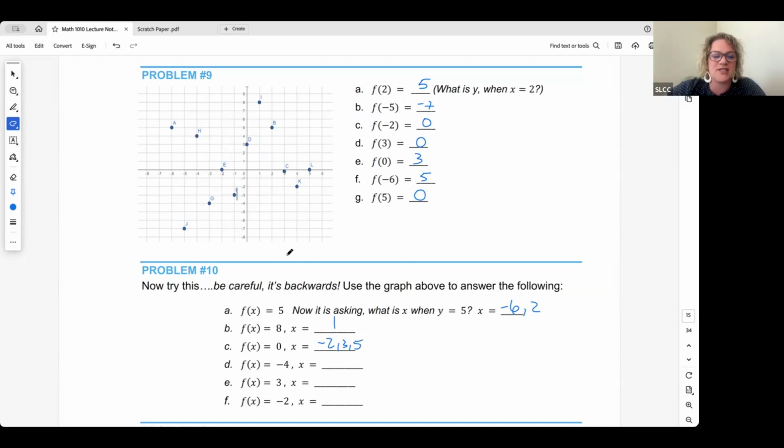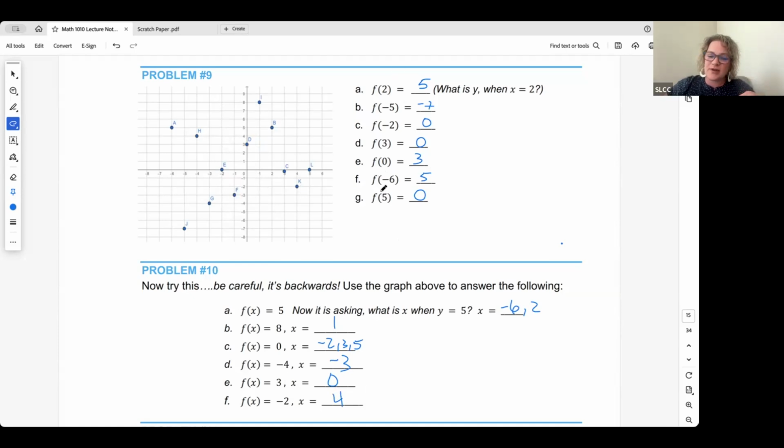When the output is -4, so I come here to -4, what's the input? -3. When the output is 3, what's the input? 0. And when the output is -2, what's the input? 4.